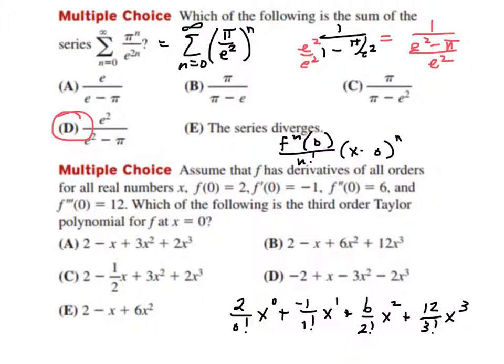And now we just reduce. 6 divided by 2 factorial is 3. 12 divided by 3 factorial is 2. So we should have 2 minus x plus 3x squared plus 2x cubed. Looks like A.